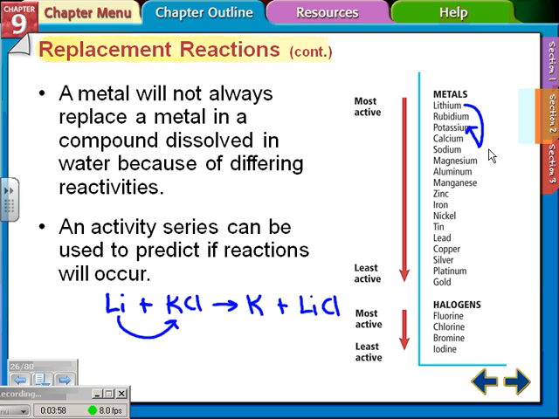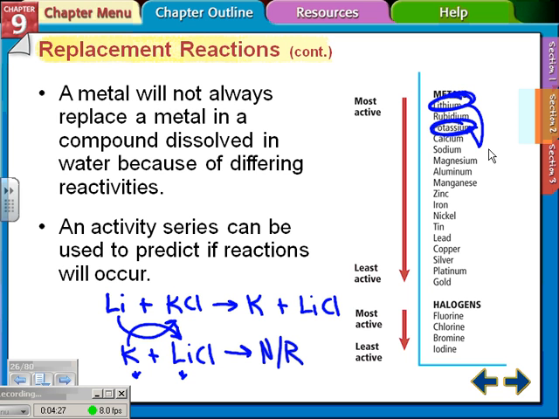So that's a single replacement reaction. Now, this reaction would not occur. If I had potassium plus lithium chloride, there would be no reaction. The reason there'd be no reaction is because potassium is lower on the activity series than lithium, so potassium will not go in here and replace lithium. So it has to be higher than the other substance in order to replace it. This cannot go in and replace this in a compound.